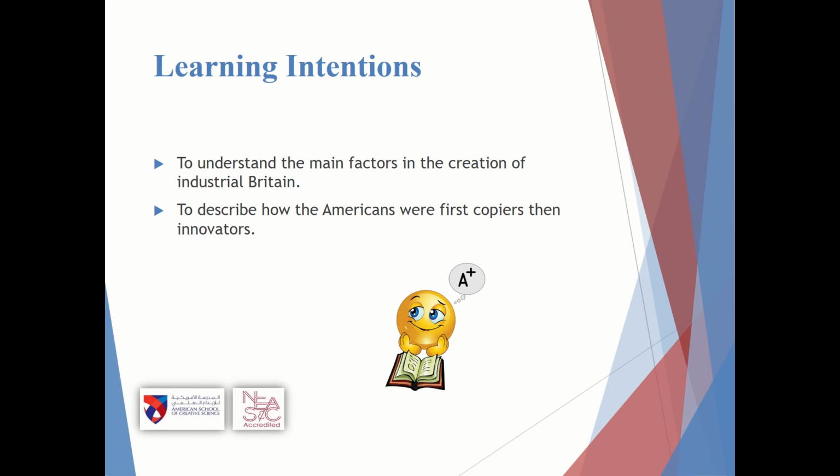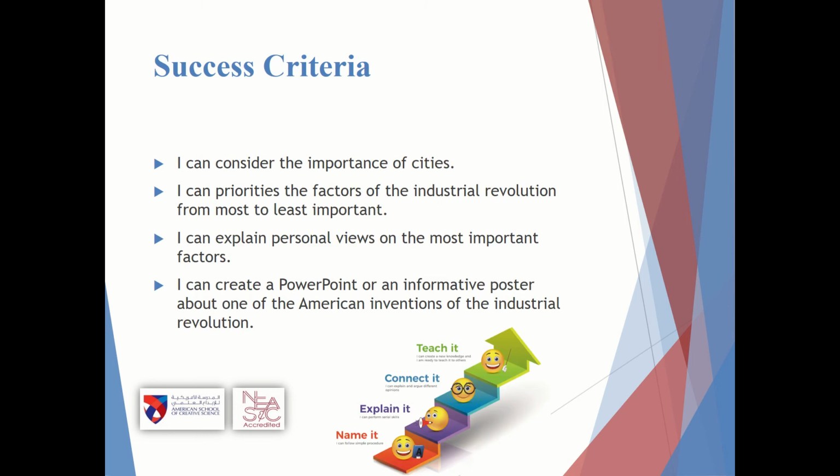Learning intentions: to understand the main factors in the creation of industrial Britain, and to describe how the Americans were first copiers then innovators. The success criteria: I can consider the importance of cities. I can prioritize the factors of the Industrial Revolution from most to least important. I can explain personal views on the most important factors. I can create a PowerPoint or an informative poster about one of the American inventions of the Industrial Revolution.